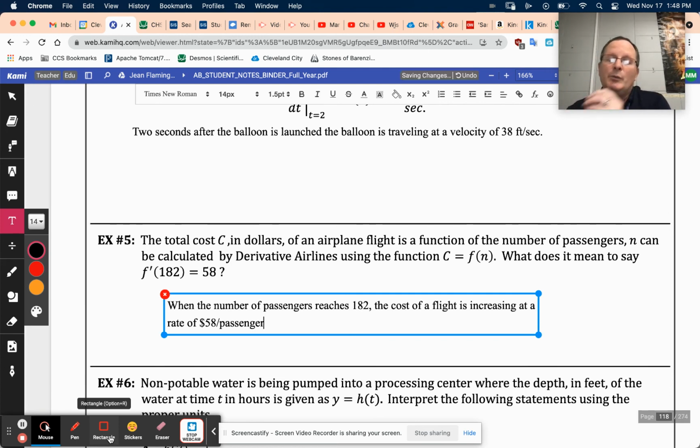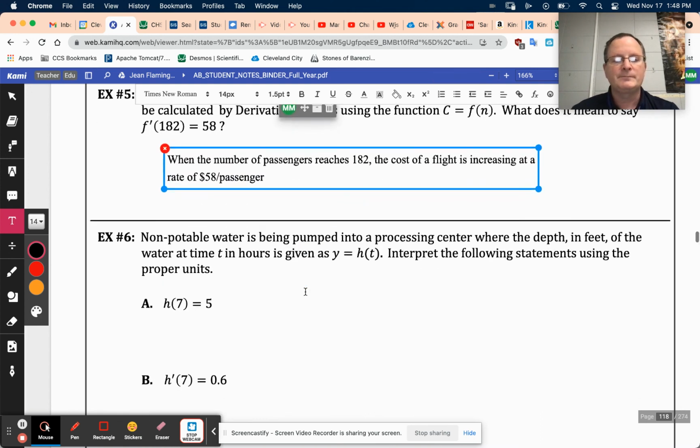But it's changing with respect to the number of passengers. Okay, so whatever we're talking about here, it's always dy dx, right? So if this is our x and this is our y, then it's the change in the cost at that moment with respect to whatever this variable is, and that variable was the number of passengers. Okay, so that's 5.